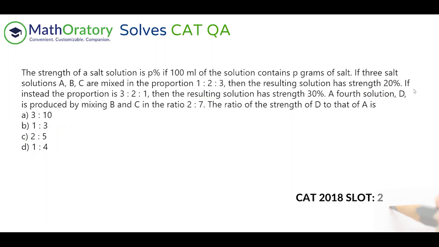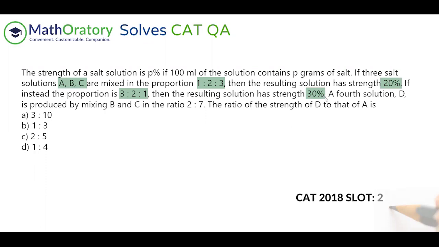Okay, if three salt solutions A, B, C are mixed in the ratio 1:2:3, then the resultant solution has a strength of 20%. But if they are mixed in the ratio 3:2:1, then the resulting solution has a strength of 30%. So there are three things that are mixed. We cannot even apply alligation out here.